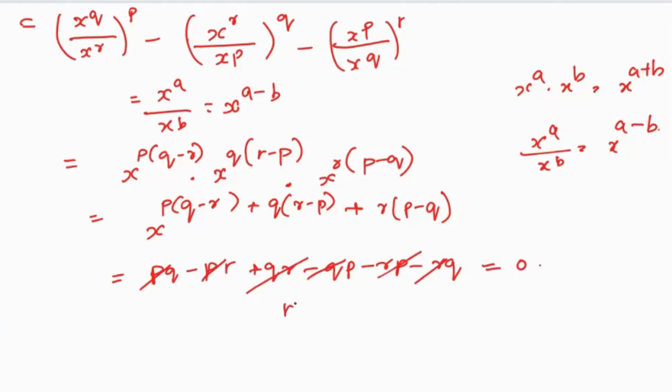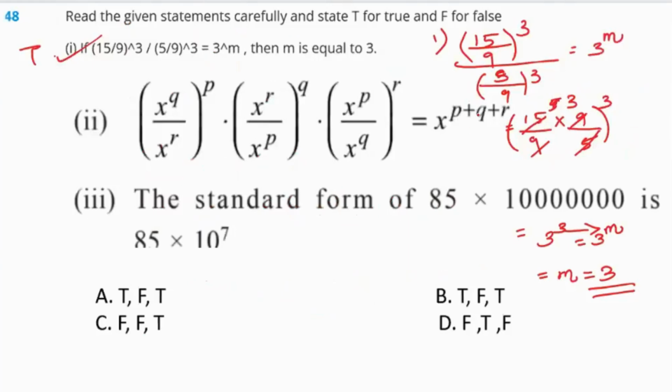Okay, so here x raised to 0 is 1 only. Here we get this expression 1, that is x raised to 0. Any number raised to 0 is 1 only. So here in this question they have x raised to p plus q plus r. Okay, so that is not true. Second statement is false because here we are getting 1. That is not true. Next, the third case, the standard form of 85 into 1, 2, 3, 4, 5, 6, 7.